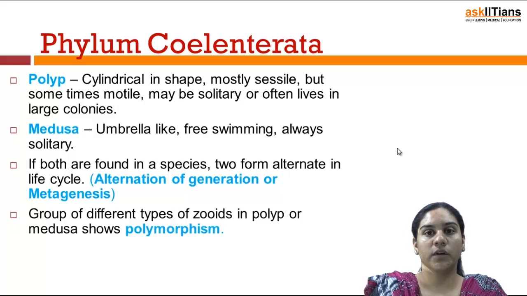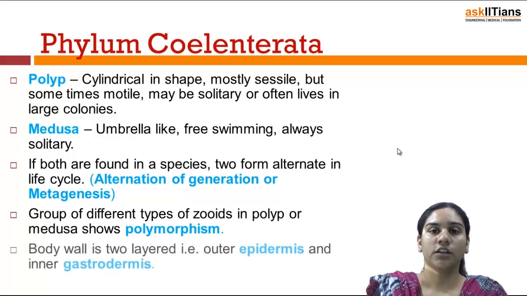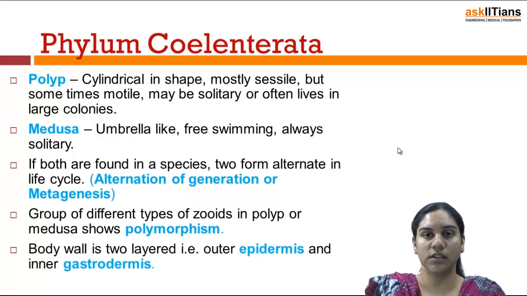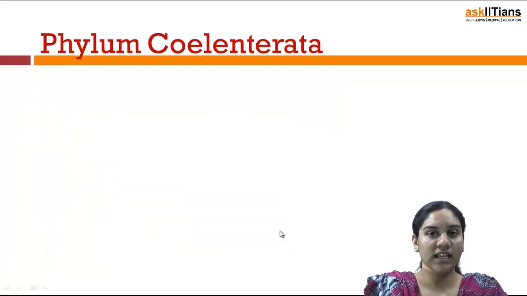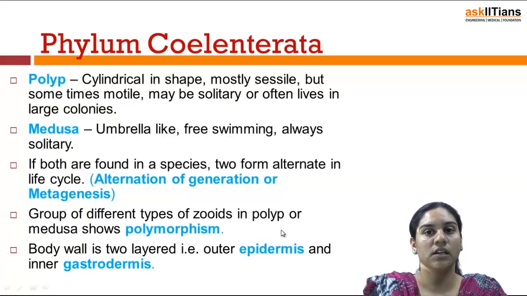The group of different types of zooids are present in both the polyp and medusa forms. They show polymorphism. The body wall of these animals is two-layered. The outer wall is known as the epidermis and the inner wall is known as the gastrodermis. Between the epidermis and the gastrodermis there is a layer known as the mesoglea, which is a gelatinous matrix. It acts as an interconnecting layer between the gastrodermis and the epidermis.